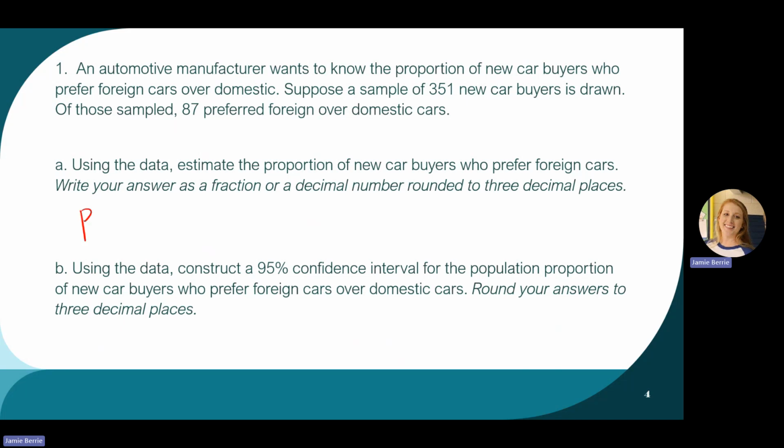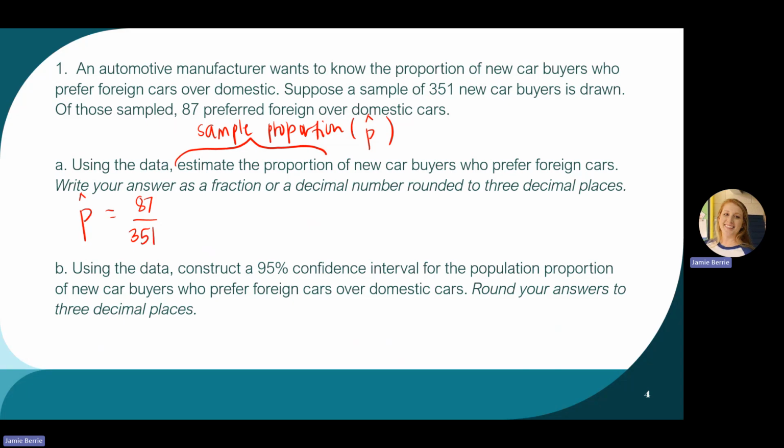So p hat is our sample proportion, or our estimate of the proportion. If we're supposed to be estimating the proportion, that just means report the sample proportion, which we just learned was p hat. Whoa, that was terrible handwriting. Try that again. P hat. So p hat is just like a part over a whole. The part was 87, 87 people preferred foreign cars. The whole was 351. That was our sample size.